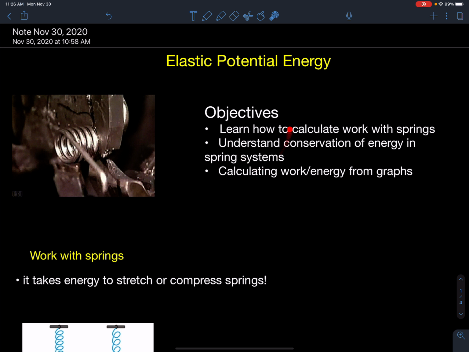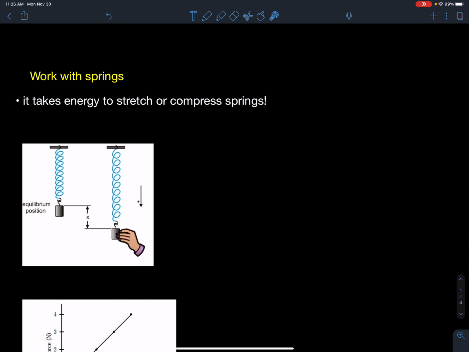So in this topic, we're going to learn how to calculate the work that I do onto those springs when I stretch them or compress them. I'm going to learn how to apply conservation of energy like we did last year to then see how that work can be transformed into other things. And we're going to calculate work and energy from graphs. So the first thing that we want to look at is how do we calculate work with a spring?